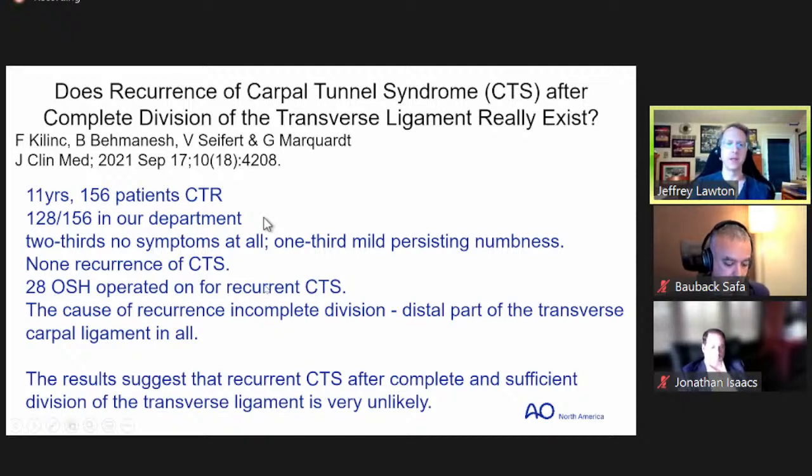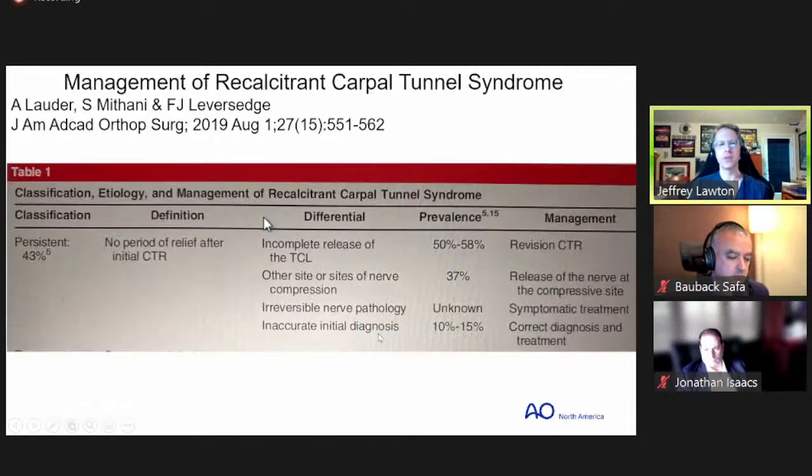Now, you may argue that they didn't wait long enough to get the recurrence, but 28 were operated on at an outside hospital for recurrent carpal tunnel, and their findings in all of those was an incomplete division of the transverse carpal ligament. So their contention was that recurrent carpal tunnel doesn't exist, and it was most likely incomplete release, although many others do certainly report on recurrent carpal tunnel.